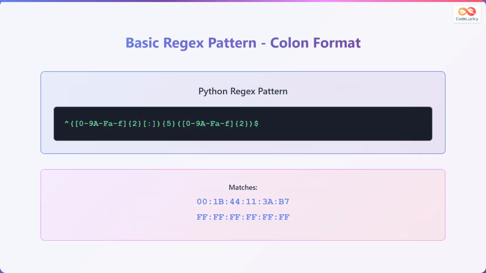Here's a basic regular expression pattern to validate the colon format of a media access control address. This is a Python regular expression pattern. Start with a caret symbol, followed by an opening parenthesis, 0 to 9, A to F, a to f. Here, the hexadecimal characters are represented by A to F in both uppercase and lowercase. This is followed by close parenthesis, then colon, then close parenthesis, curly brace 5, close curly brace, opening parenthesis, 0 to 9, A to F, curly brace 2, close curly brace, close parenthesis, and a $ sign.